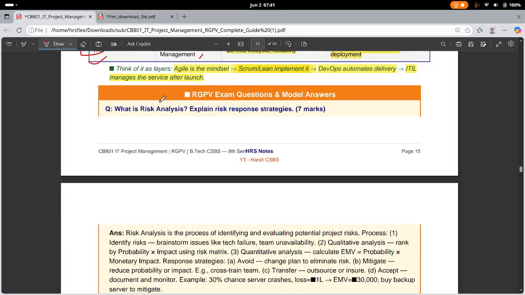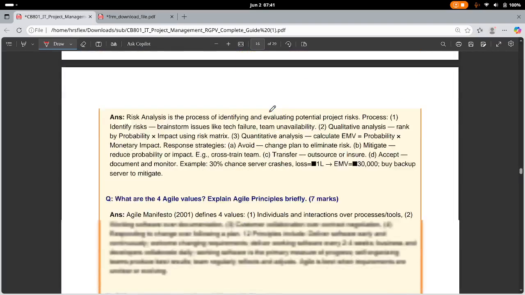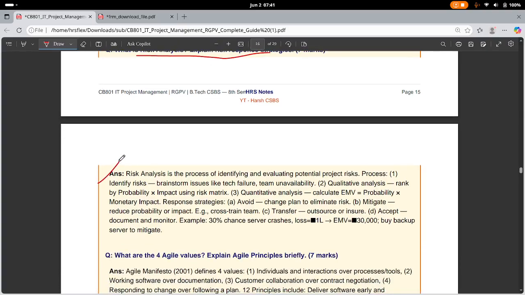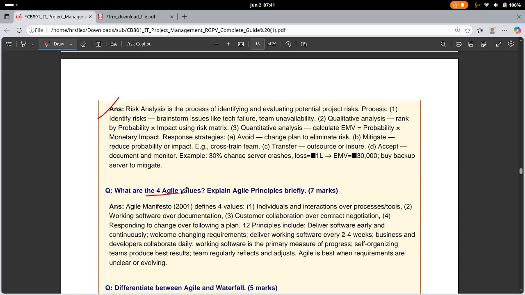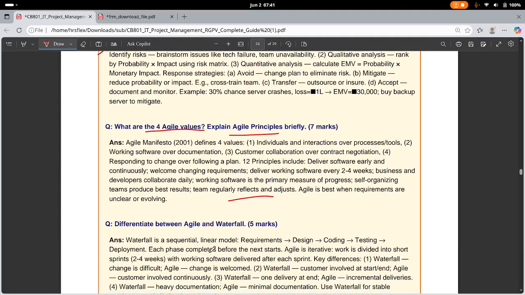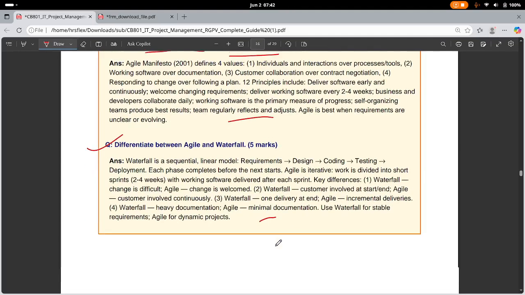Now let's move to a few important exam questions. What is risk analysis and important strategies? We talked about it in detail. You can refer to it. Now what are the 4 values of Agile, and can you briefly explain the principles of it? You don't need to explain all 12 principles, just explain a few of them, maybe 5, 6, and explain them. Differentiate between Agile and Waterfall model, important. So I think you can differentiate it.